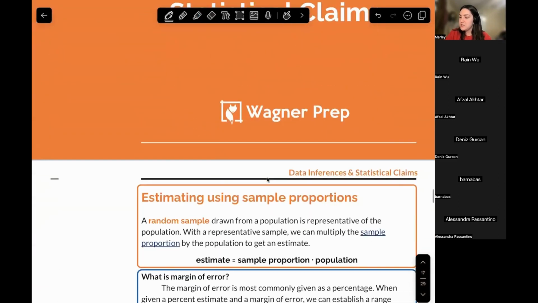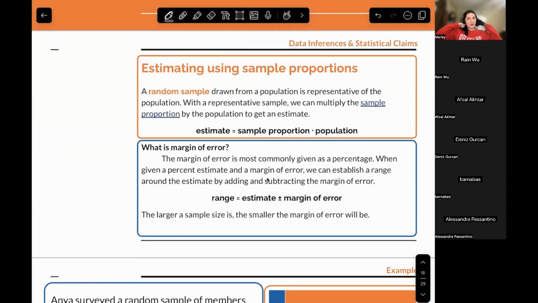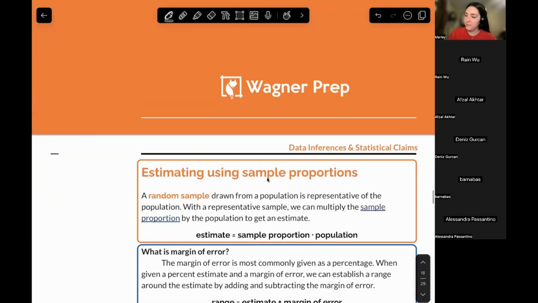Data inferences and statistical claims. So there's a lot of just words on these slides. Oh, sorry, let me go back.